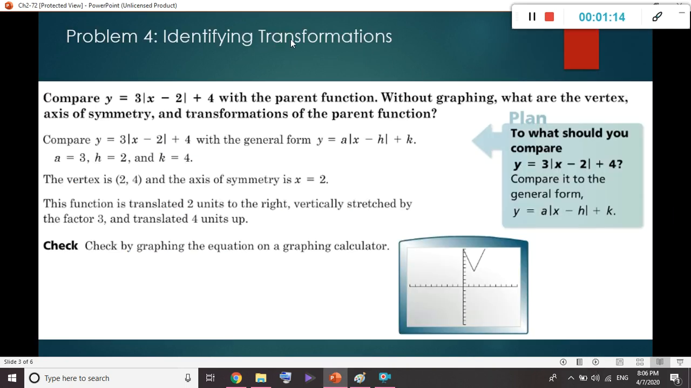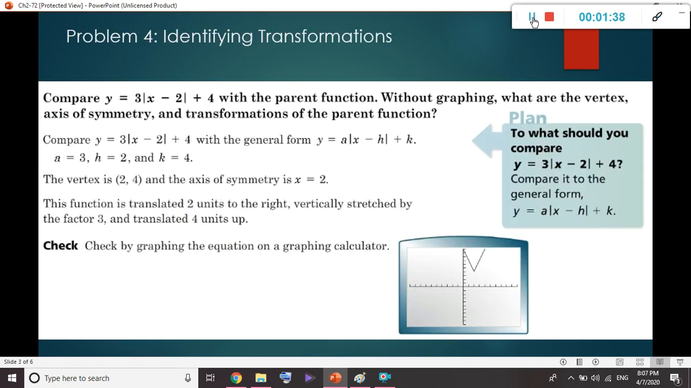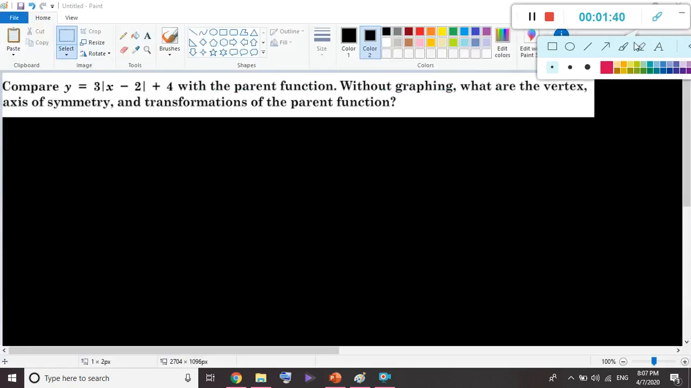Okay, identifying transformations. Compare y equals 3 times the absolute value of x minus 2, plus 4, with the parent function without graphing. What are the vertex, axis of symmetry, and transformation of the parent function? So we have to compare this equation with the general form of the absolute value we have here. Okay, let's solve it together.